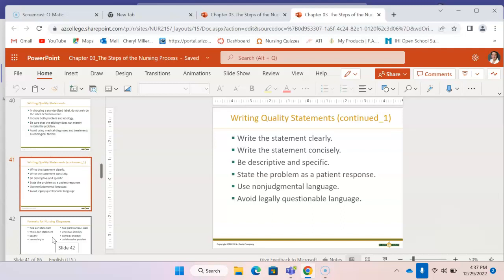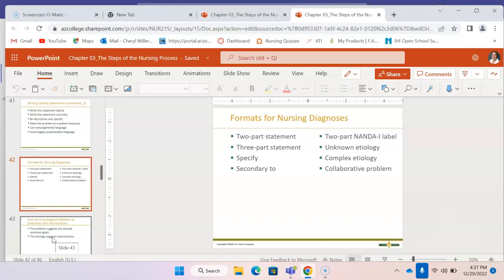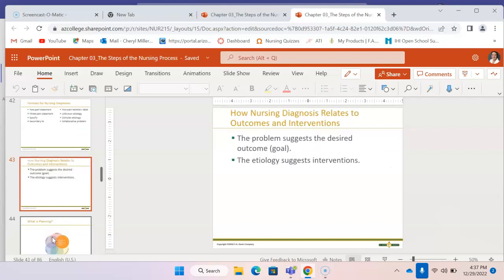We'll get to some of these in the next few weeks and you'll get it better, okay? You will get it better over time. Do not worry about it right now. So, think about some of the things that are related to outcomes and interventions. The problem suggests the outcome that you want, or the goal. The etiology suggests the interventions.